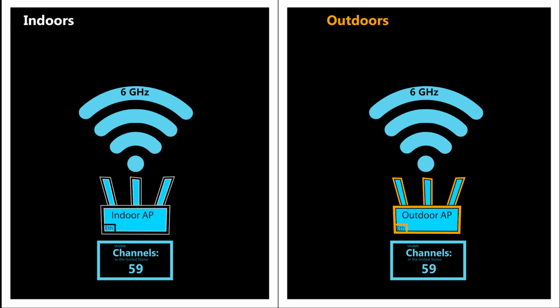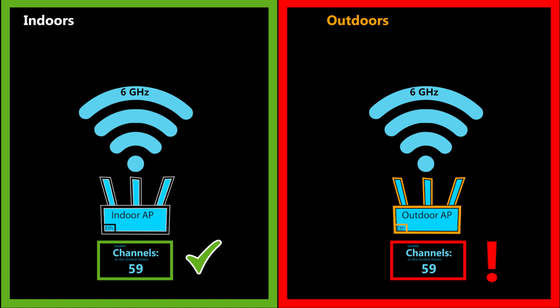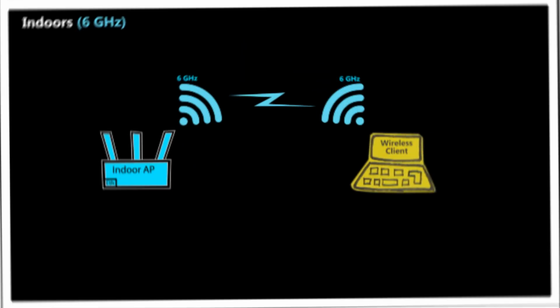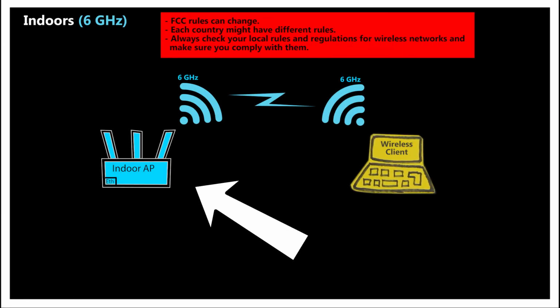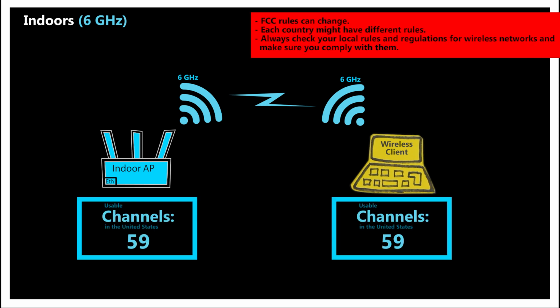Those 59 channels are for indoors and some of them cannot be used outdoors, because some satellite services in the broadcasting industry also use the same frequency band. So, to avoid any interference between them and Wi-Fi 6E, the FCC has some rules and regulations. For example, the indoor access points and the wireless clients that connect to them can use the entire 6 GHz band.